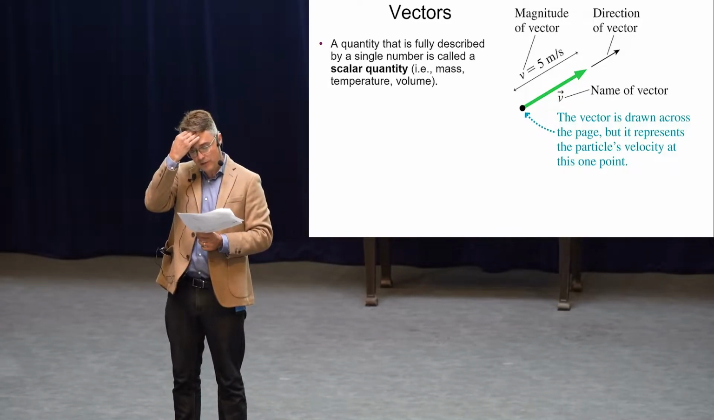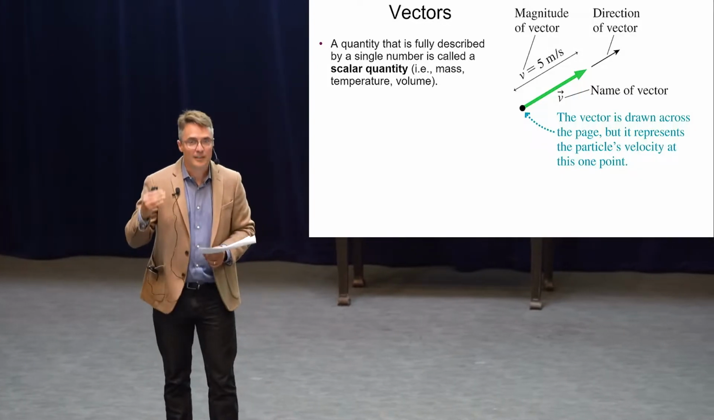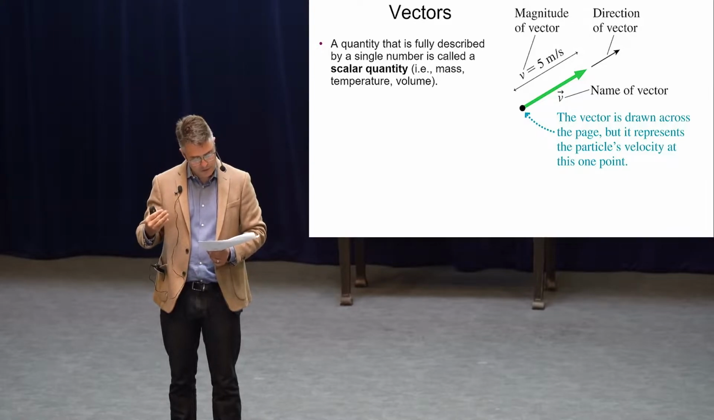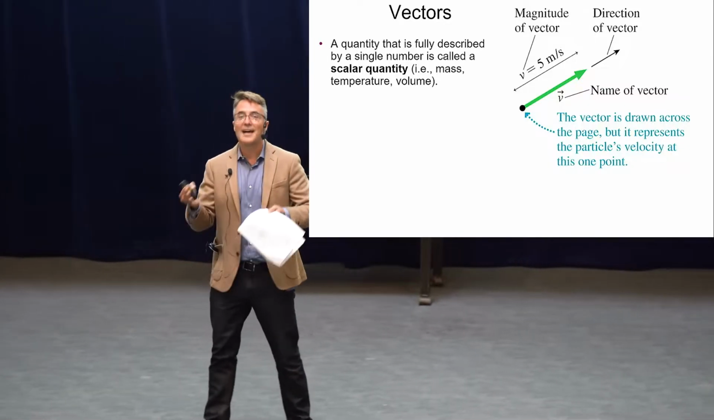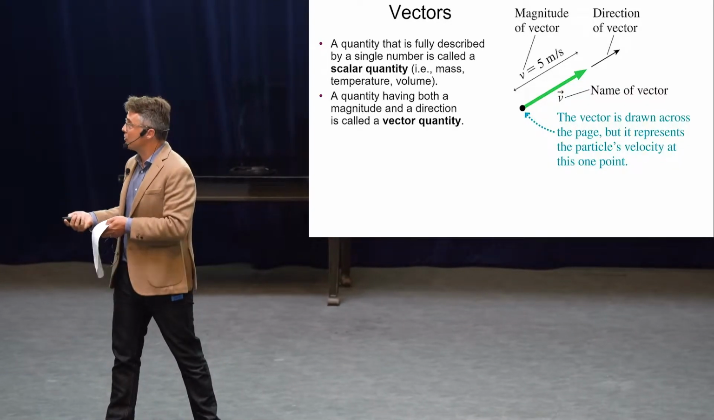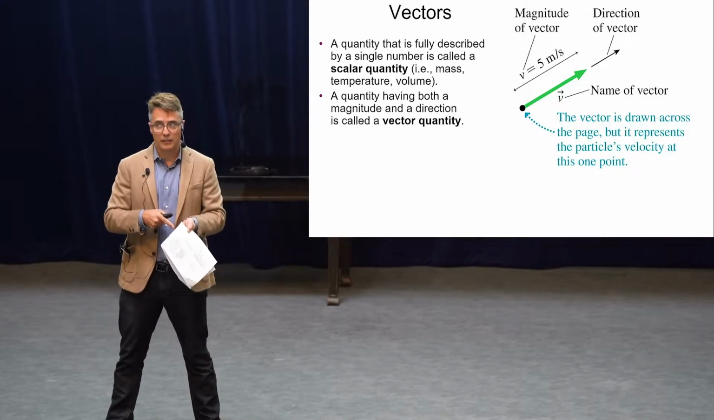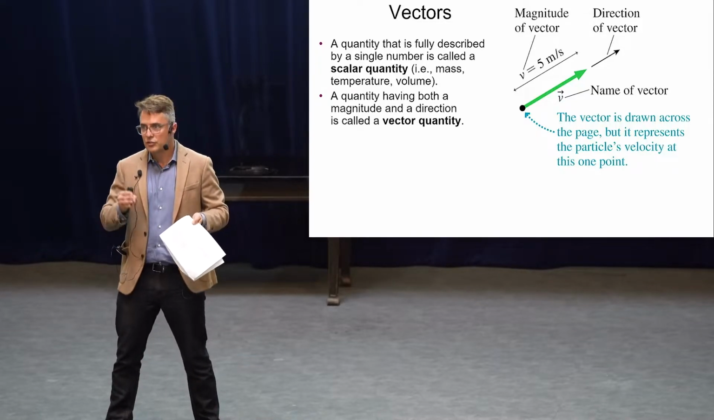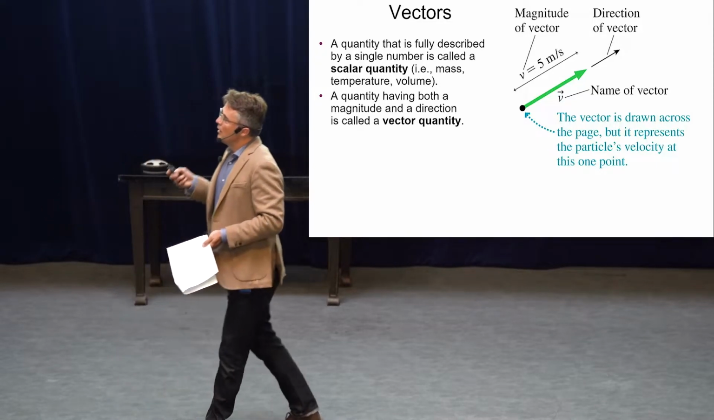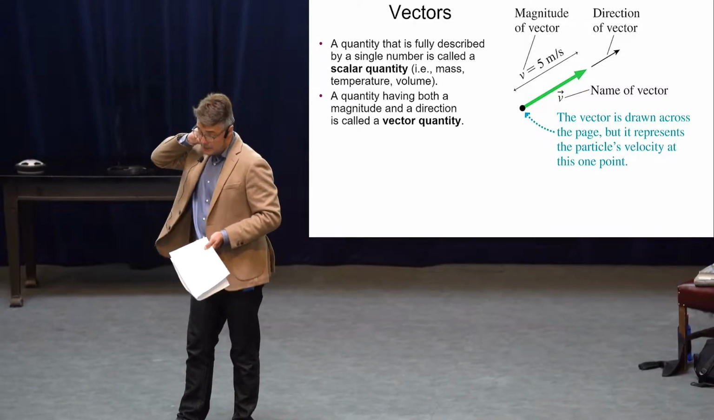So basically, a scalar is a quantity that's fully described by one number. Examples of that are mass, temperature, or volume. A vector is different than a scalar. A scalar you can plug into your calculator. That's what you're used to, like 3, or -1, or 0. These are all scalars. Vectors, you can't just type them into your calculator. They have two things, a magnitude and a direction.